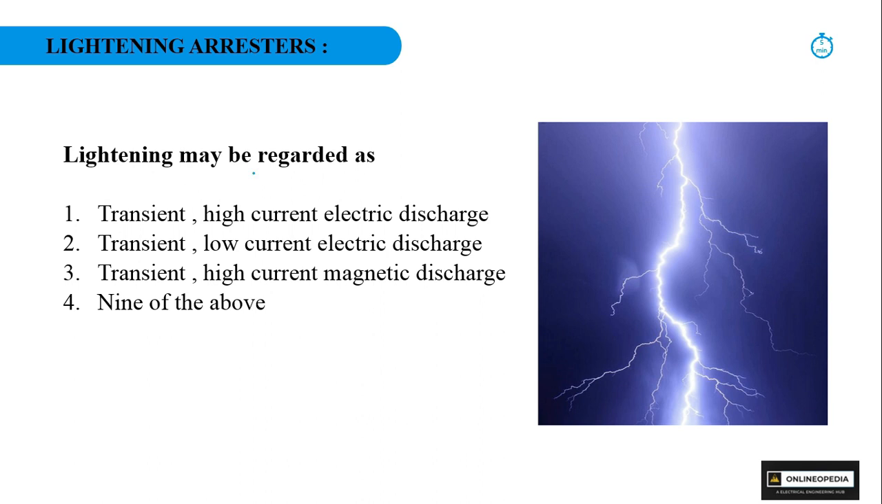Next question: lightning may be regarded as. As lightning appears suddenly, it is a transient phenomenon. During lightning, there is a high current electric discharge. So lightning may be regarded as a transient, high current, electric discharge.